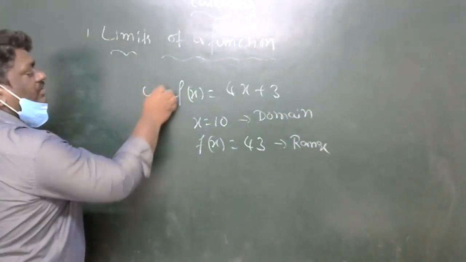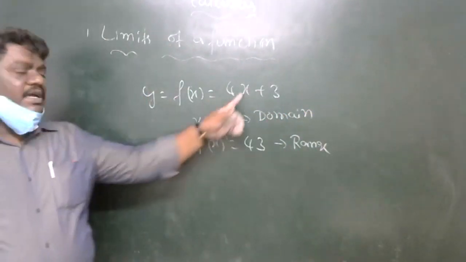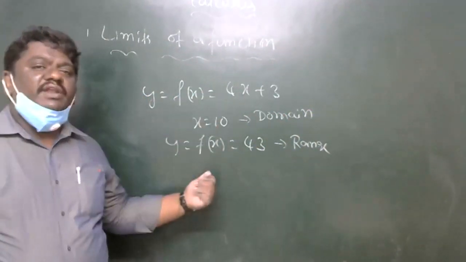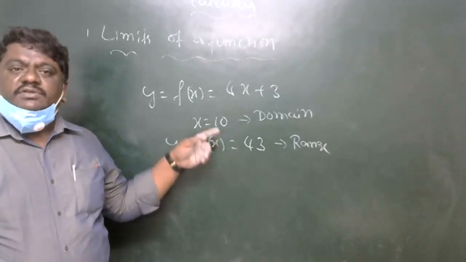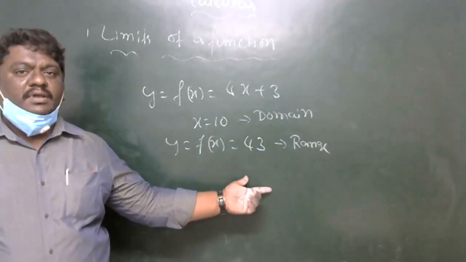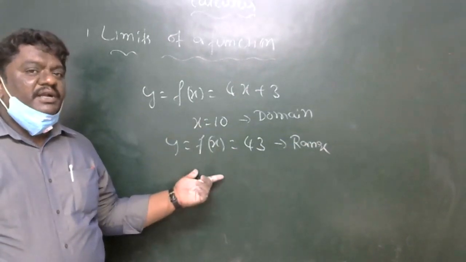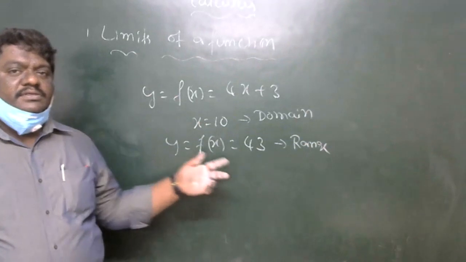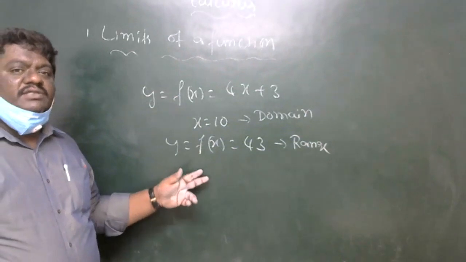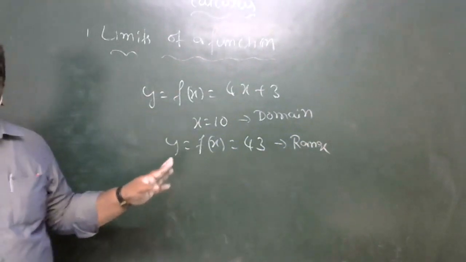Okay, so we denote by y also: y is equal to f of x is equal to 4x plus 3. Here x values are independent, okay. Depending on x, y will come or f of x will come. So the independent values are called as domain, the dependent values are called as range. Okay, so here x values are independent, y values are dependent, depending on x y will come.